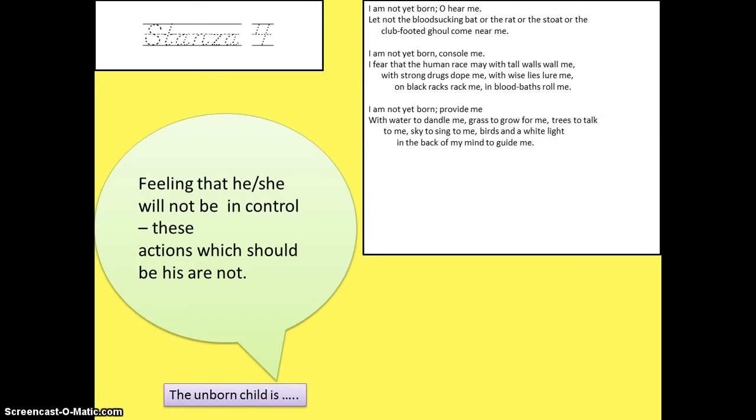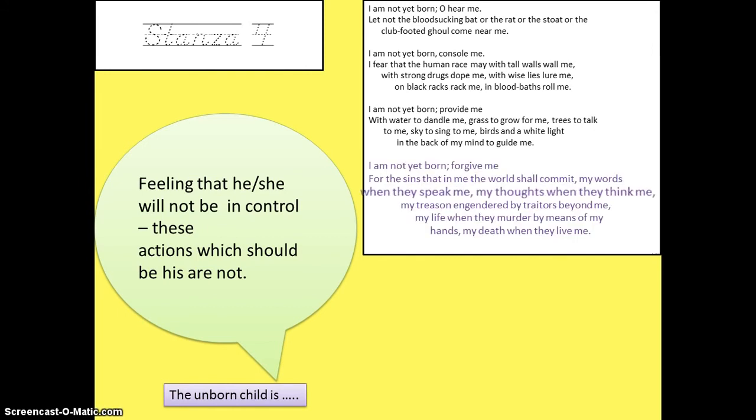Next, stanza 4. Stanza 4 is the child feeling that they are not in control of their actions that they should be in control of. So, for example, look at the third line. My words when they speak me. My thoughts when they think. So you have a real comparison here of the pronouns. They versus me. Take a look at the other examples within this stanza of what they feel they should be in control of. Highlight some of those. If you need some help, look for the theys and connect them.